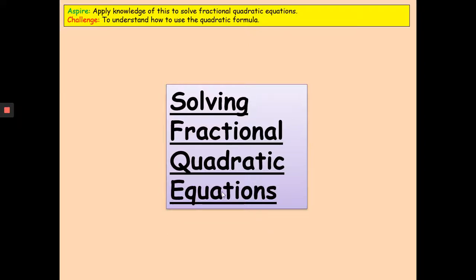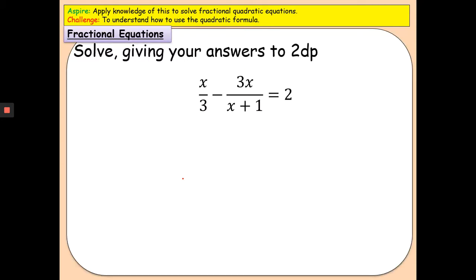We've got solving some fractional quadratic equations today. So let's have a look at a question. Right, here's your question. So you've got x over 3 minus 3x over x plus 1 equals 2.